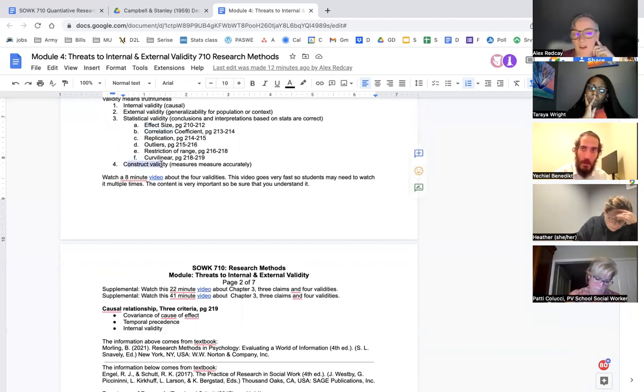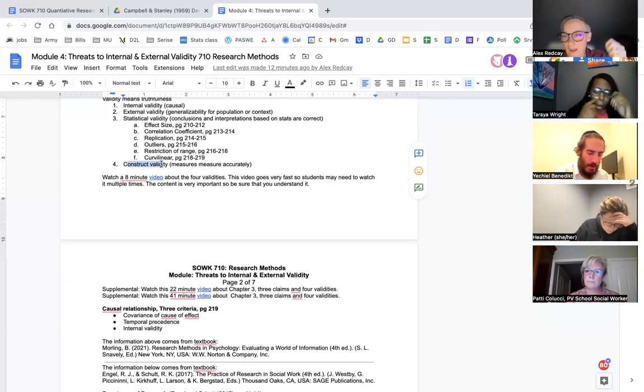Okay, then we have construct validity. That is your measurement tool. Again, all of this is quantitative. So is your measurement tool validated or not? And that's not a feeling, because I'll ask people, is your measurement tool validated? I feel like it is. No, it's not. It is or it isn't. There's a research study where they did very complicated math and validated it. Now, when we say it's validated, that means you can use it with different populations, okay?